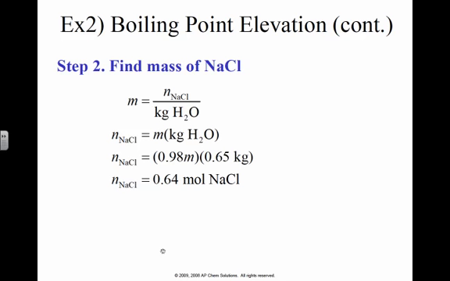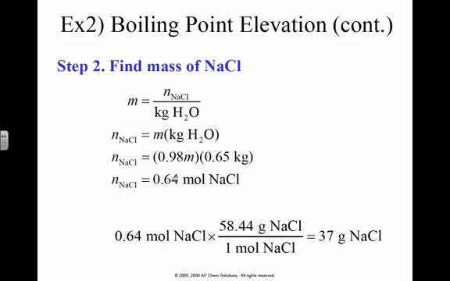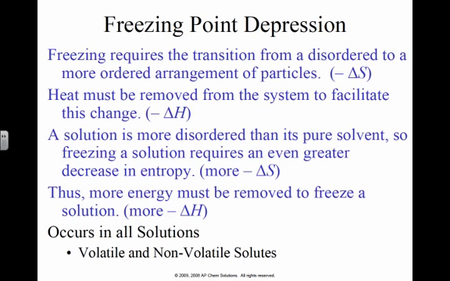So now that I have molality, I can plug everything else in and solve for the number of moles of NaCl. I have the molality, I have my kilograms of solvent, I can solve for my number of moles of solute, 0.64. Once I have 0.64 moles, convert it to grams, 37 grams of NaCl.